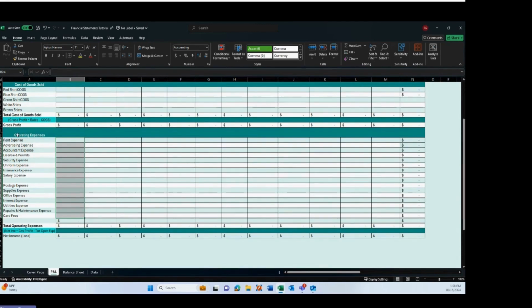So you can completely customize this section right here for the things that your business is spending money on over the course of the month.